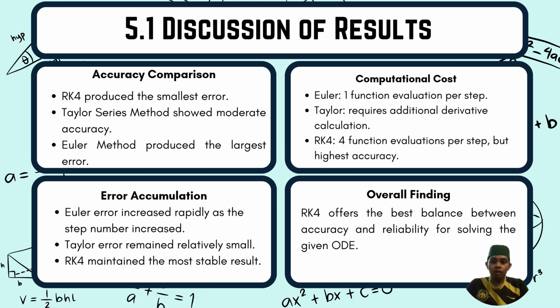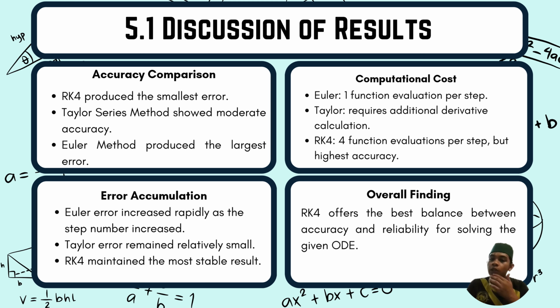Discussion of results summary. Accuracy comparison. RK4 produces the smallest error and the highest accuracy. The Taylor series method achieves moderate accuracy. The Euler method generates the largest error and lowest accuracy. Error accumulation. Errors increase as computation progresses. The Euler method shows the fastest error growth. Taylor series reduces error accumulation. RK4 maintains the most stable and accurate results.